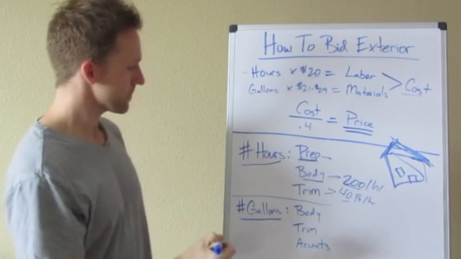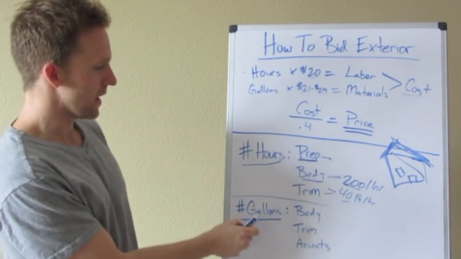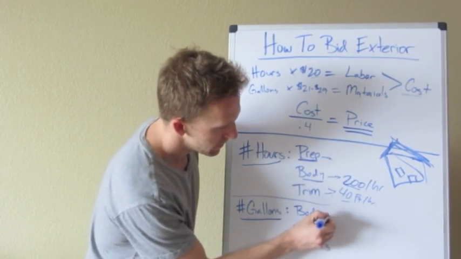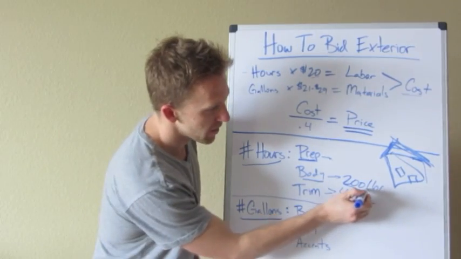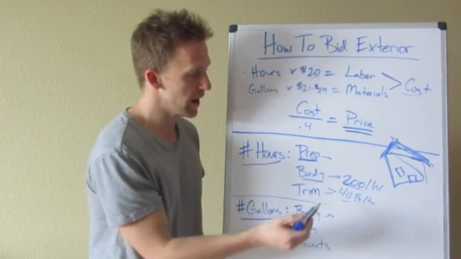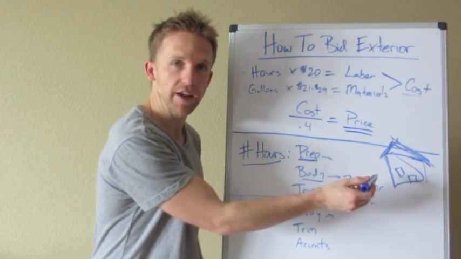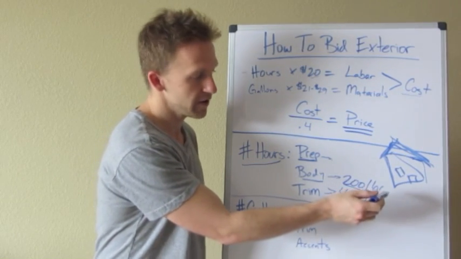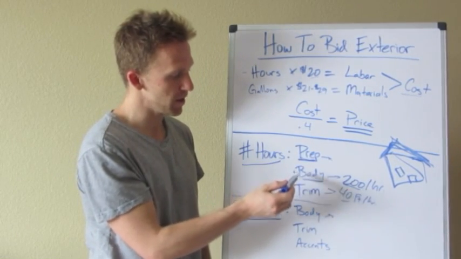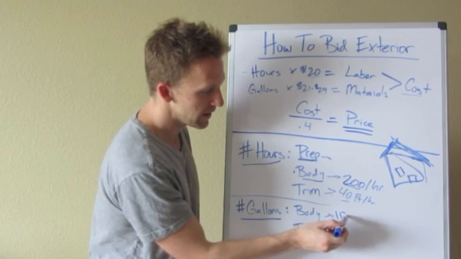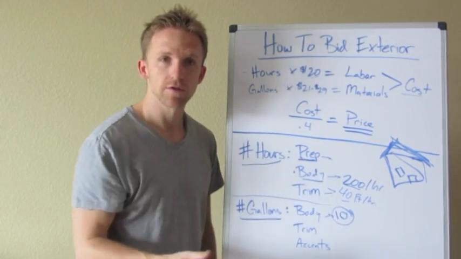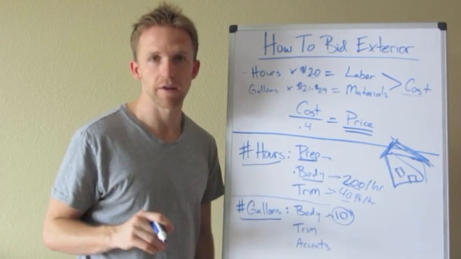That's that. Number of gallons. So how do you figure this out? For the body, it's the same as this number. So if you estimated 2,000 square feet and you divide that by 200, you would have estimated 10 hours for the body. So we would go with 10 gallons for the body as well. So it's roughly 200 square feet per gallon for the body.